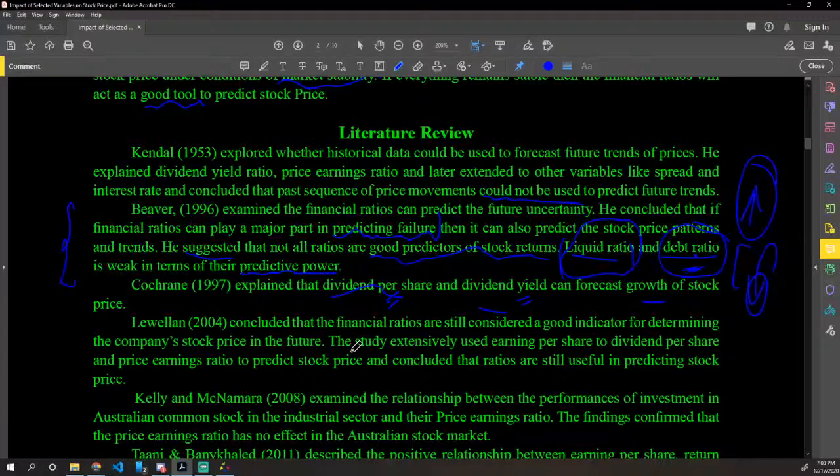So financial ratios are considered as good indicator. Okay, so this guy is contrast, right? So not all ratios. He says financial ratios are still considered a good indicator. And then the study extensively used what did he use? Dividend per earning per share, and then the dividend per share and price and ratio to predict stock prices, and conclude that the ratios are still useful in predicting stock prices.